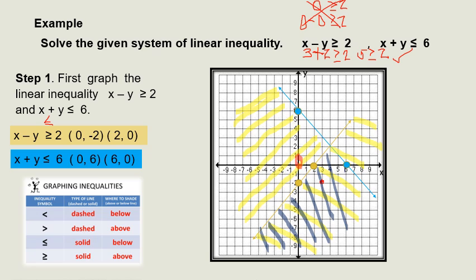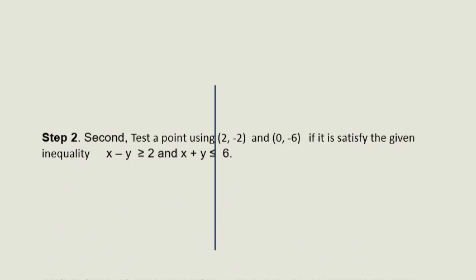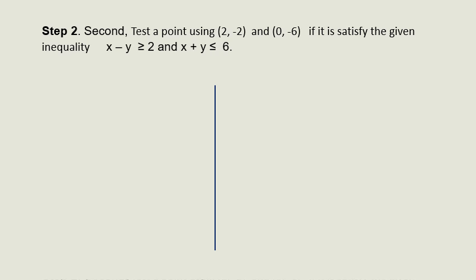All right, so start here. This is the solution because it's the boundary of the two lines. All right, so it means this color blue are the solution sets. So okay, let's test another one for the second. Test a point using 2 and negative 2's and 0 and negative 2's if they satisfy the given inequality.